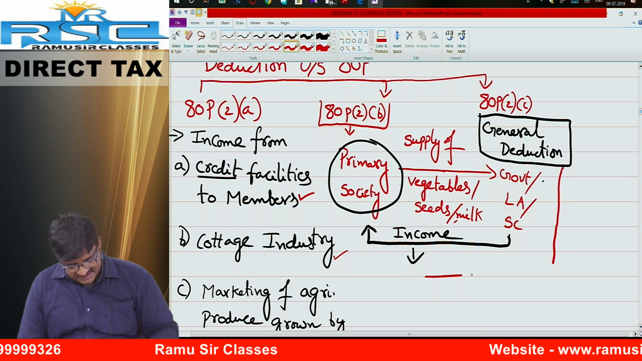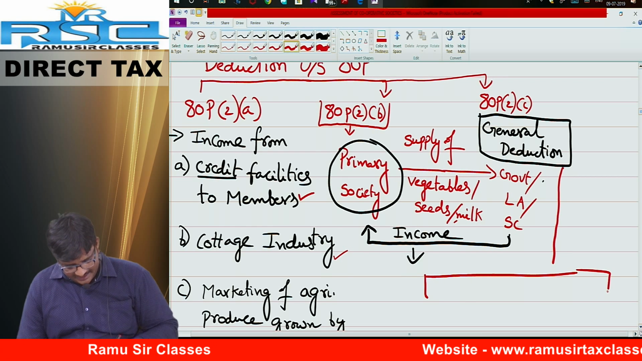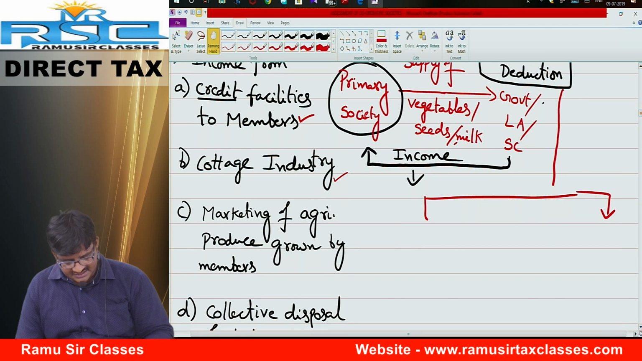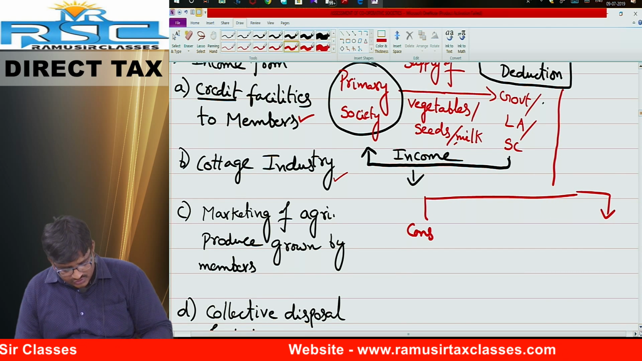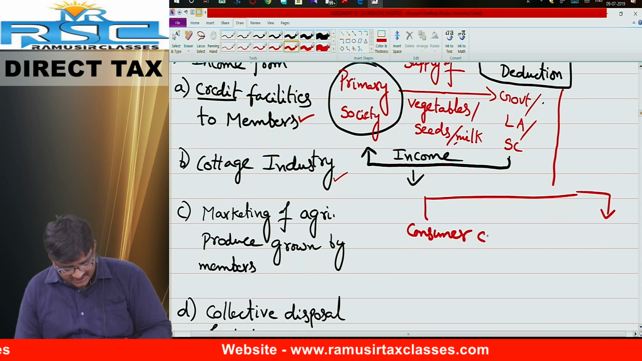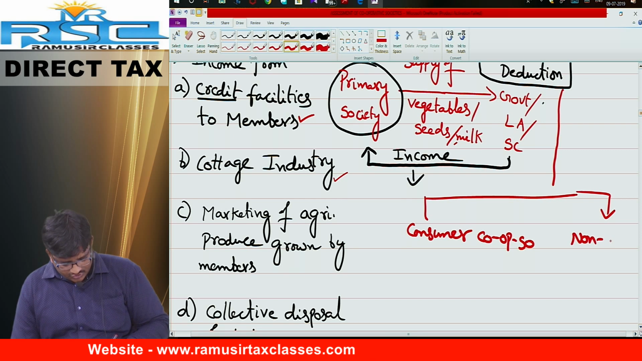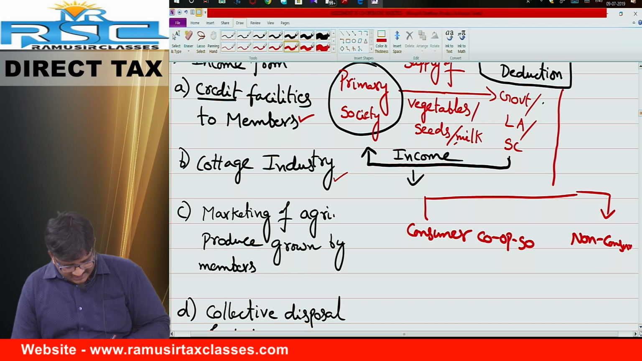Friends, deductions are under 80P(2)(c). General deduction, two types. There are two kinds of societies, friends. First one, consumer cooperative society. Second one is non-consumer cooperative society. What is the difference, friends?